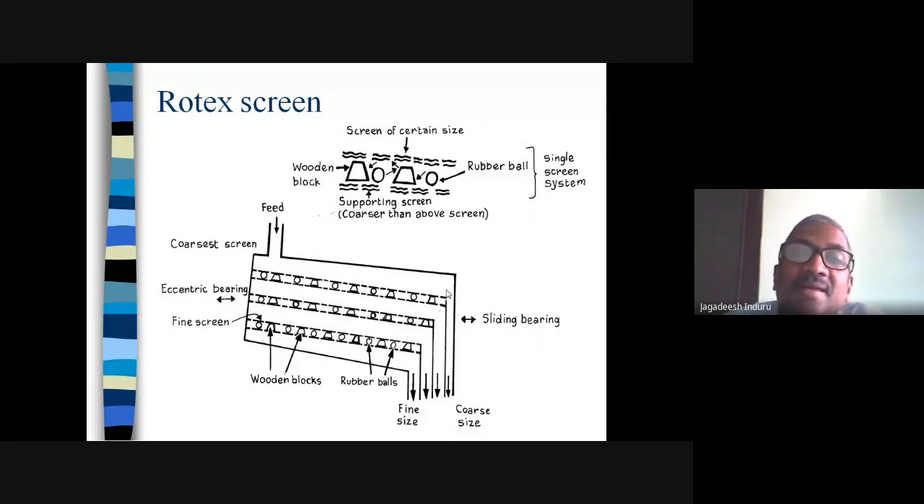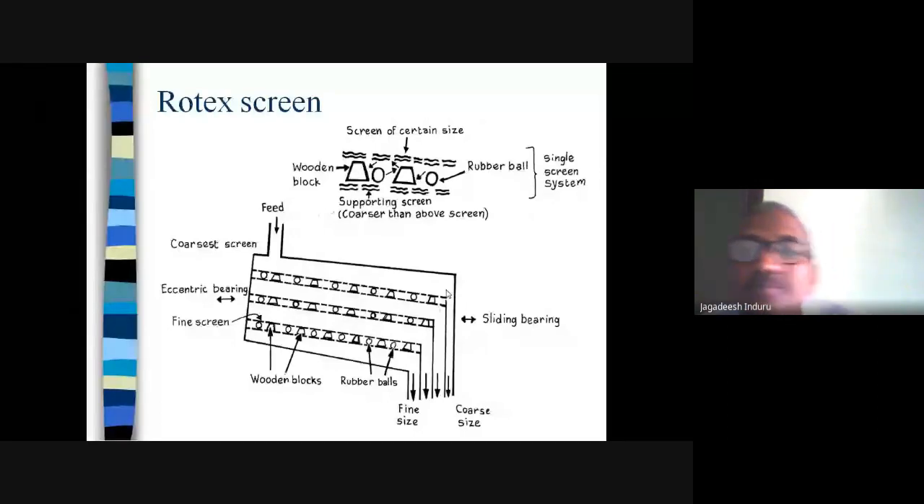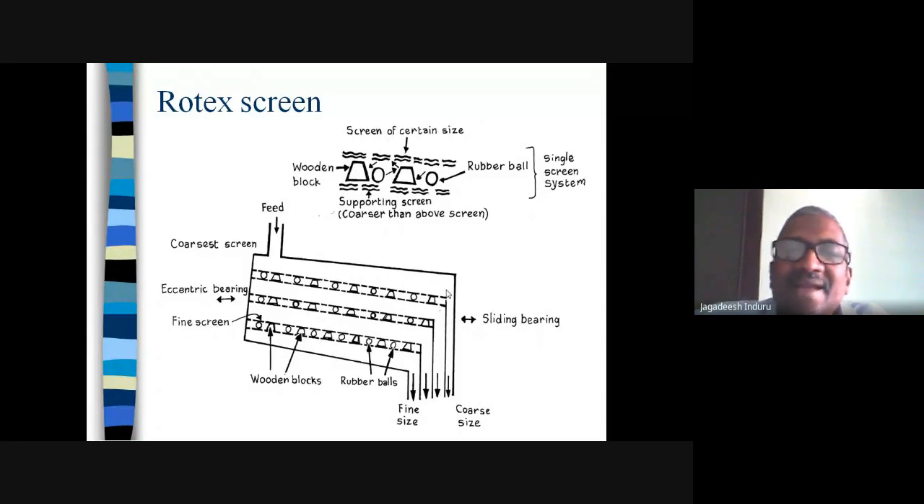If you see here, you have got two screens. One is a support screen at the bottom, and the original screen at the top. What is the purpose of the supporting screen? The supporting screen is to hold wooden blocks and rubber balls. What is this wooden block and what is the rubber ball's purpose? This is what we are having in the next generation. It is a little bit of an idea, and this idea has prevented the clogging and blocking of the screen.